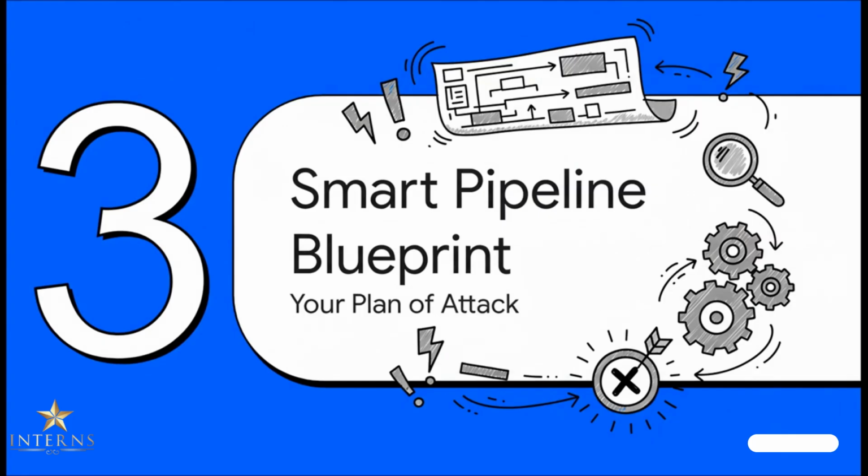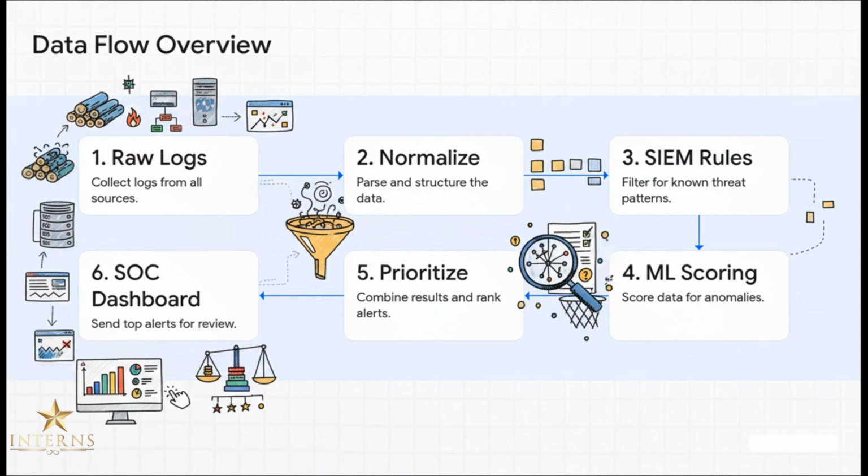So now that we have our tools, let's look at the blueprint. How do we actually assemble these things into a single, powerful, automated pipeline? This right here is your plan of attack. It all starts with raw logs, just tons of data from firewalls, servers, you name it. First, we have to parse and normalize them into a clean, structured format, so they all speak the same language. Then, that data flows into our SIEM, which uses our rules to catch the obvious stuff. Whatever is left over gets passed to our ML model, which then scores events based on how unusual they are. And finally, the whole system prioritizes the combined results and sends only the most critical alerts to the SOC dashboard for human analysts to actually look at.